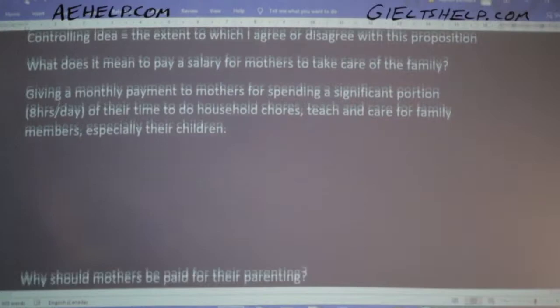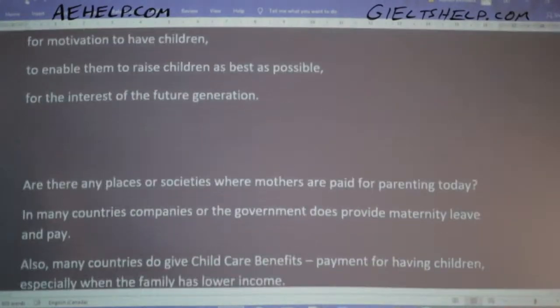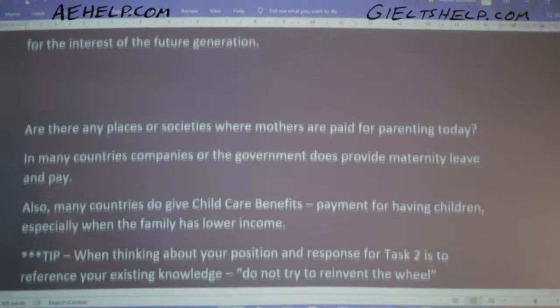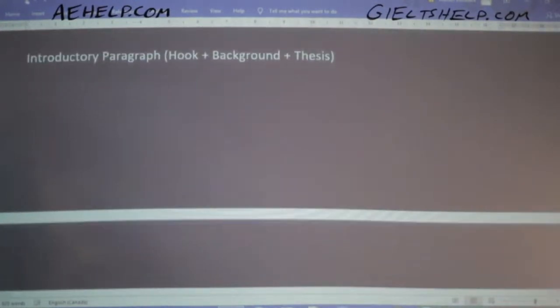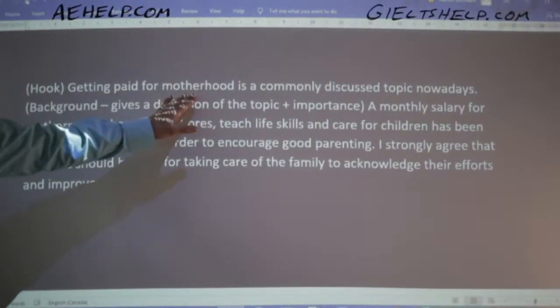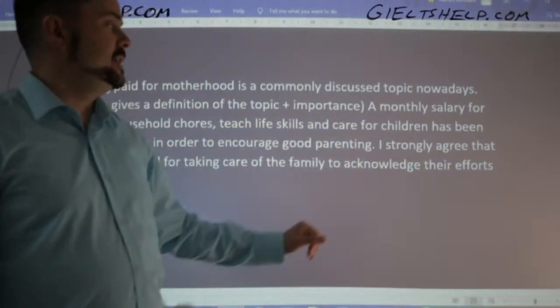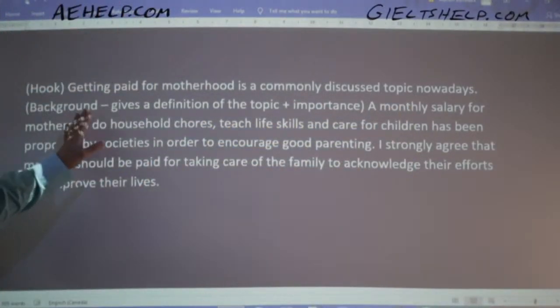Okay, so based on that, we came up with a good thesis statement and an introduction. So here is our introduction. Our introduction starts with the hook to grab our readers' attention. Getting paid for motherhood is a commonly discussed topic nowadays. And then comes the background.